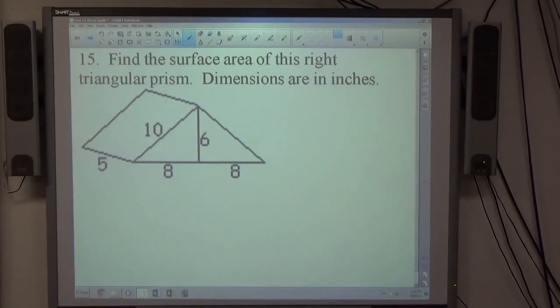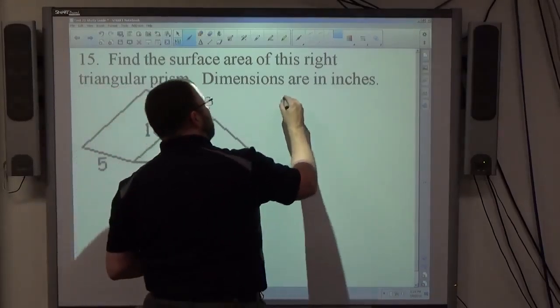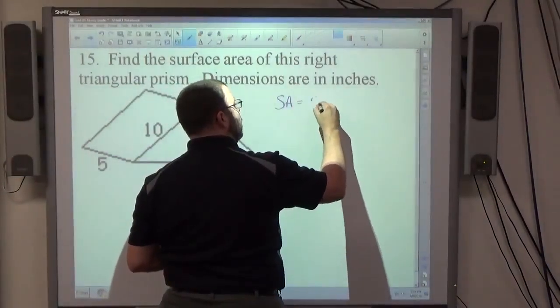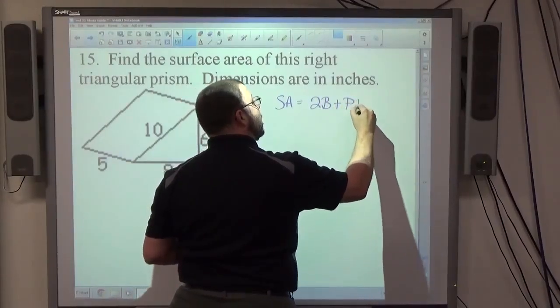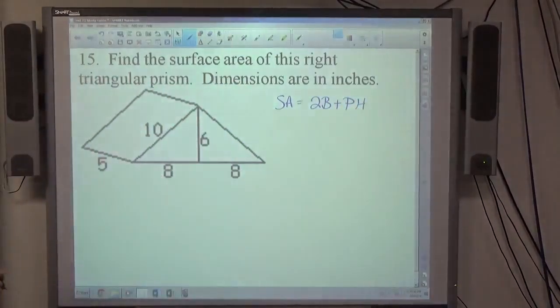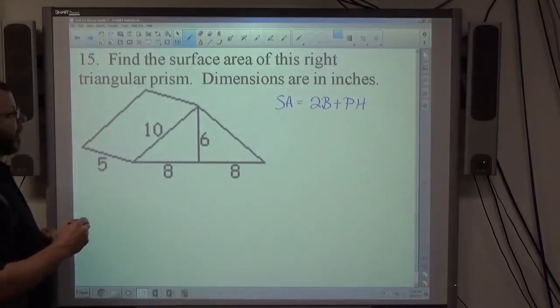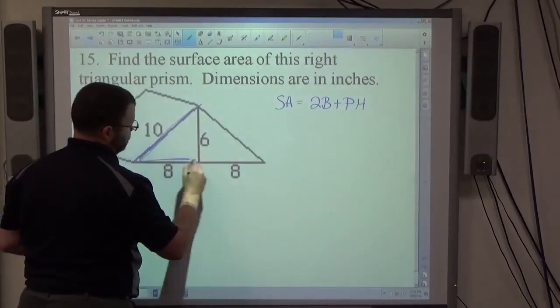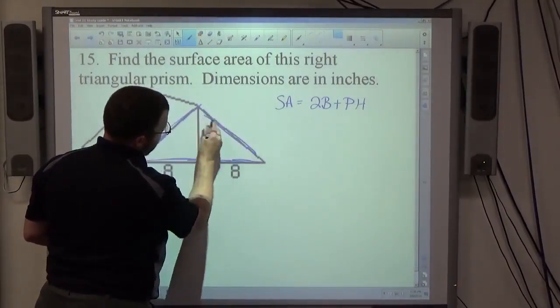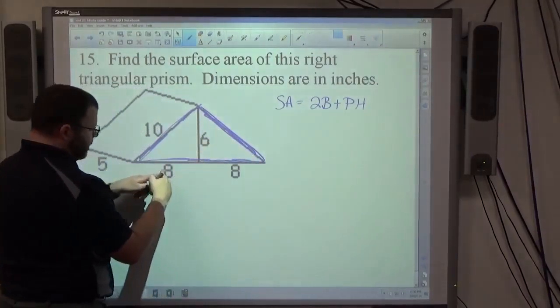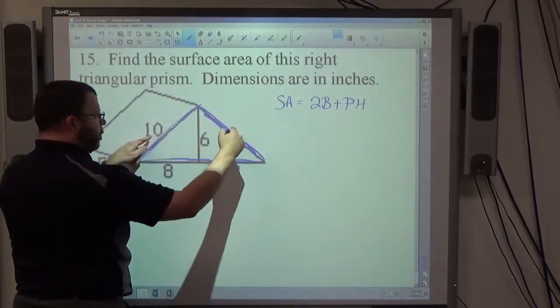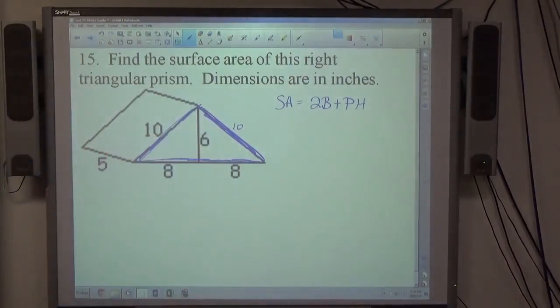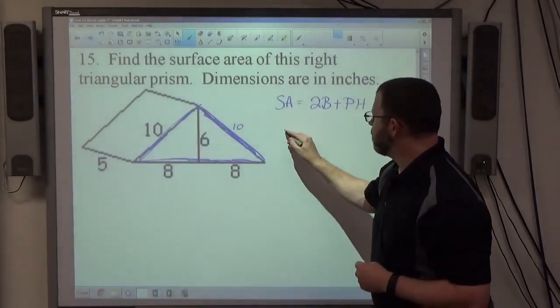Number 15, find the surface area. Keep in mind surface area formula, which is on your formula sheet. In case you forget it, it will be in your possession, but it's 2B plus Ph. B and P come from the base of this, and the base is this triangle right here. I did not give you this side, but since these two pieces are equal, that's going to be probably a similar idea on the test. So looking at the base only, that's where I'm going to get B from.